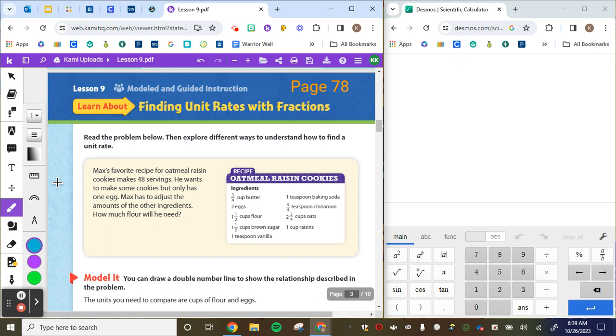So Max's favorite recipe for oatmeal raisin cookies makes 48 servings. He wants to make some cookies, but only has one egg. Max has to adjust the amounts of other ingredients. How much flour will he need?